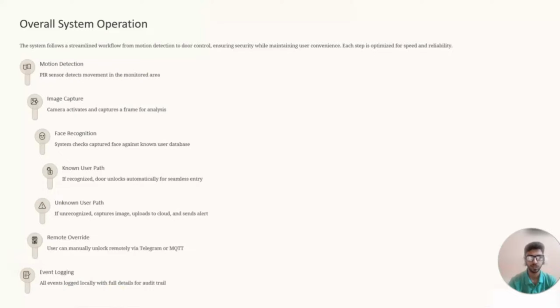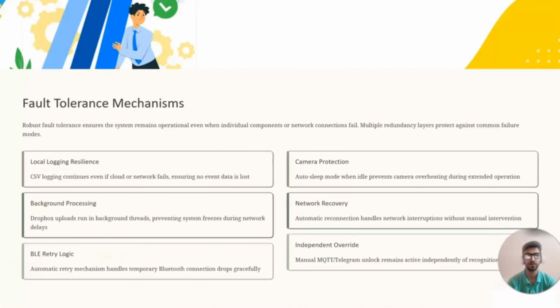And lastly, for the storage, all the events are logged with full details for an audit trail. There are certain fault tolerance mechanisms, so the system is fault tolerant. If the network or Dropbox fails, the images will still be stored locally, and uploads are retried in the background so the main program never crashes. And if the BLE disconnects, it automatically reconnects.